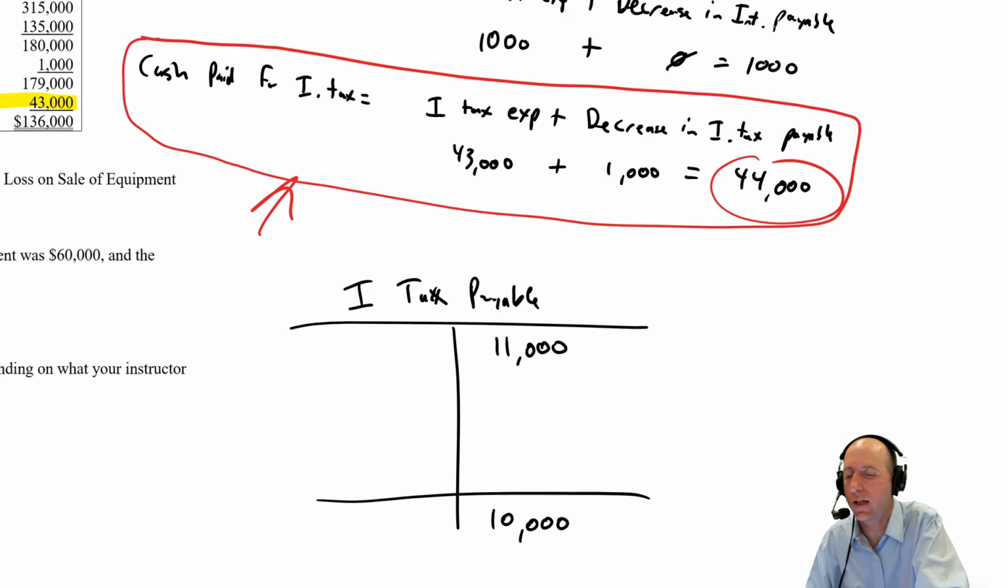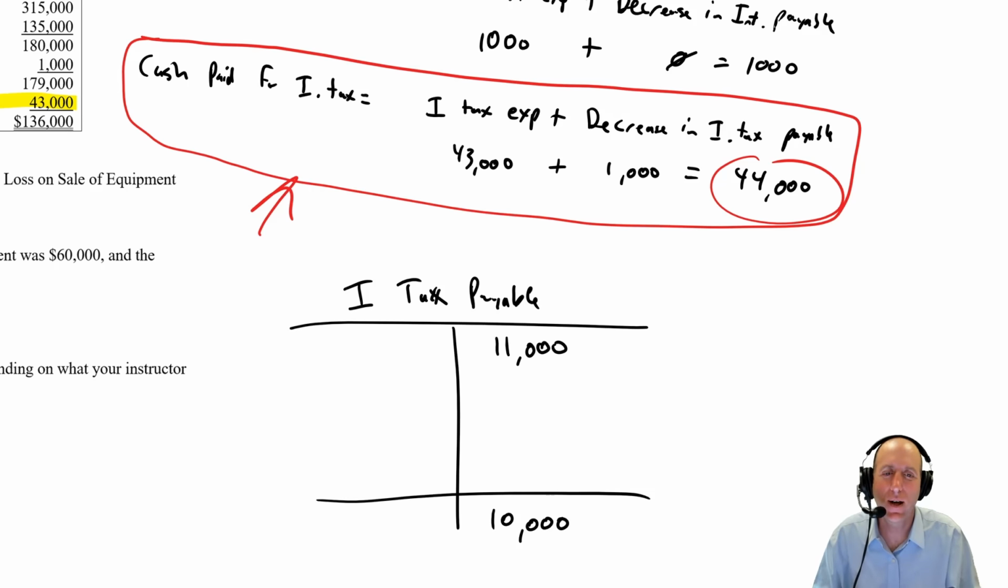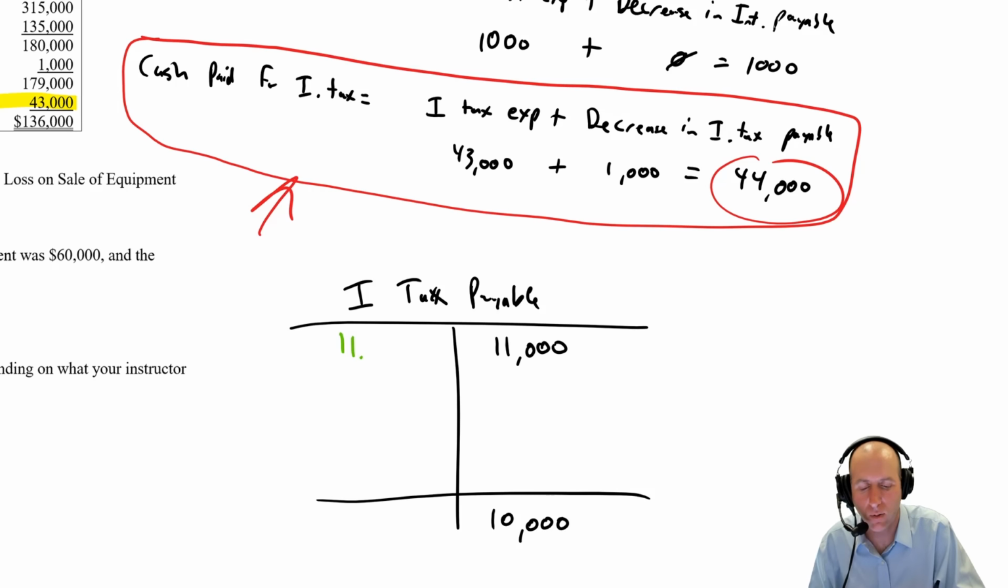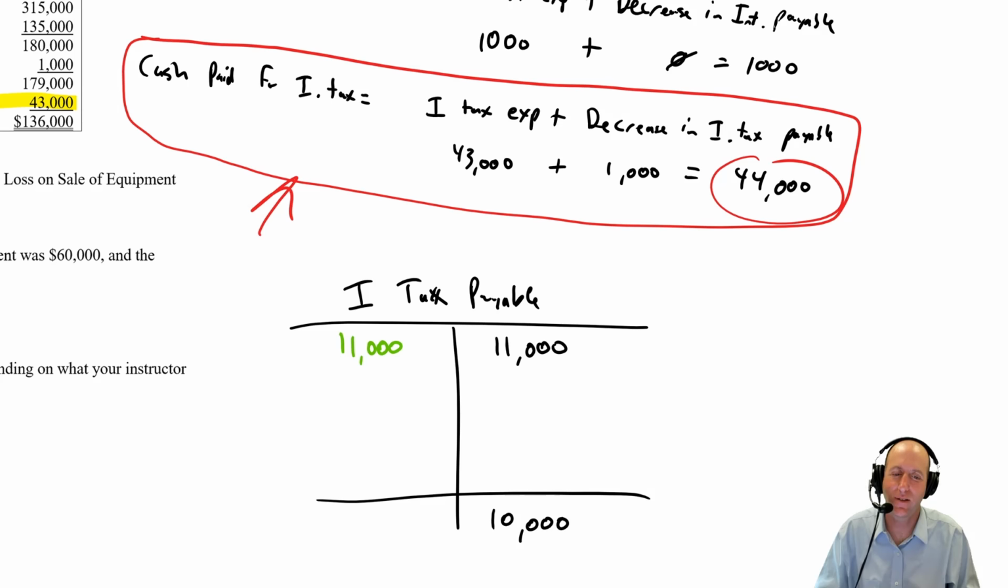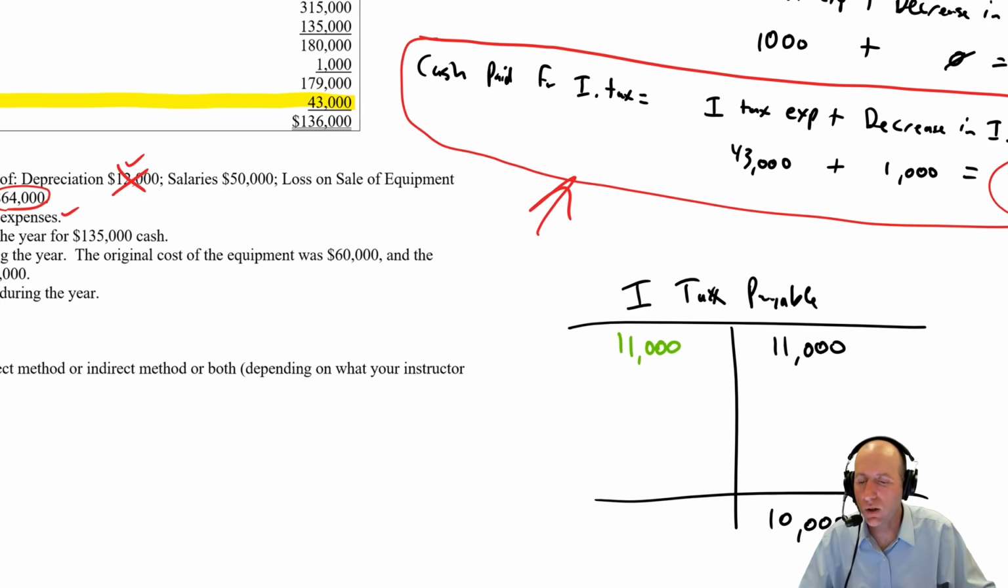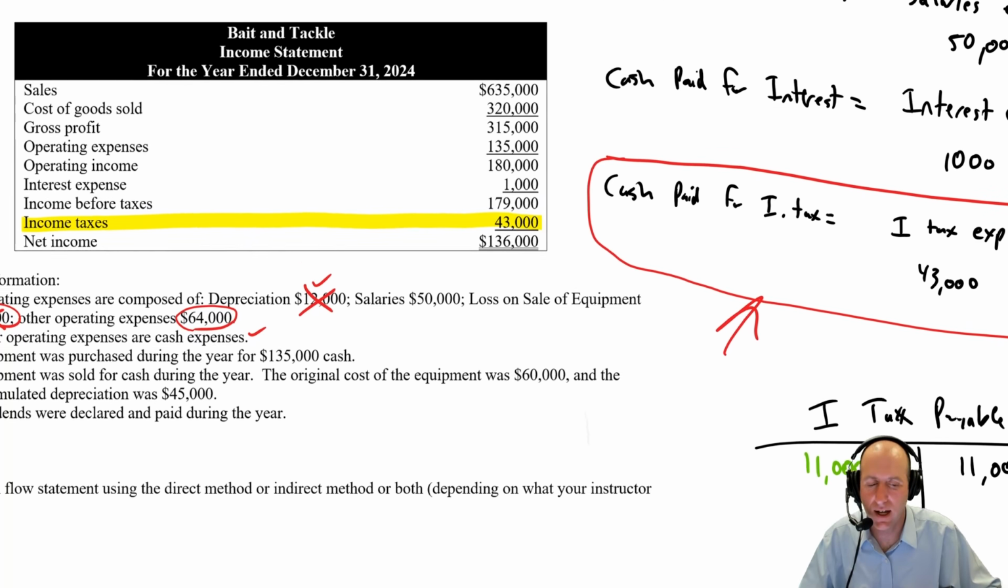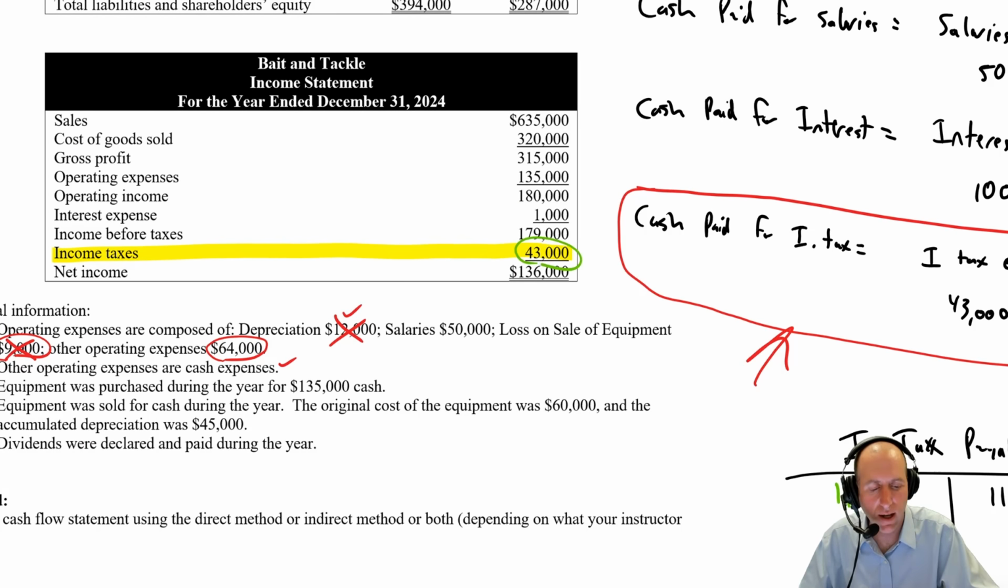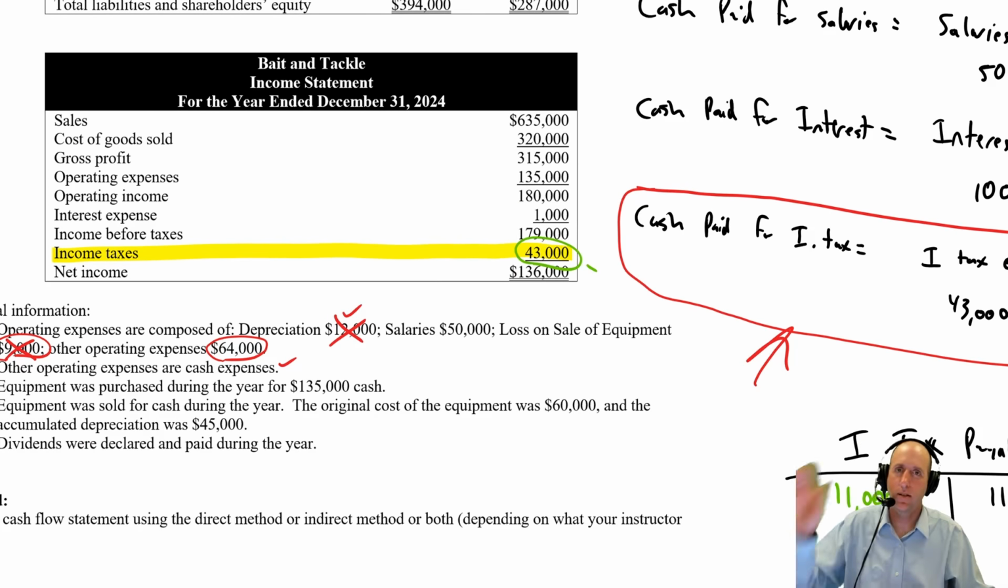Now let's think about what happened with income taxes payable. Almost for sure, the company just paid its taxes, right? It owed $11,000 last year. It would have paid $11,000, and so that bill would have just gone away. So I'm putting it in green because that represents a cash outflow: debit income tax payable, credit cash, ignoring this $10,000 at the end of the year. Now, during the year, of course, it did business and it accrued $43,000 in total income tax expense: debit income tax expense, credit income tax payable.